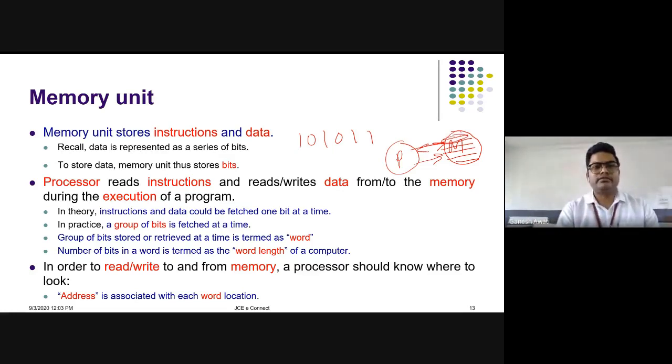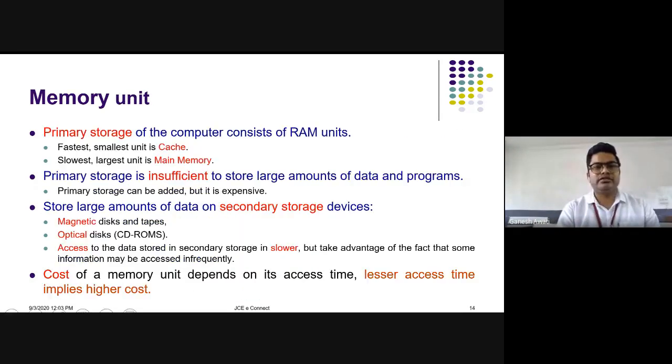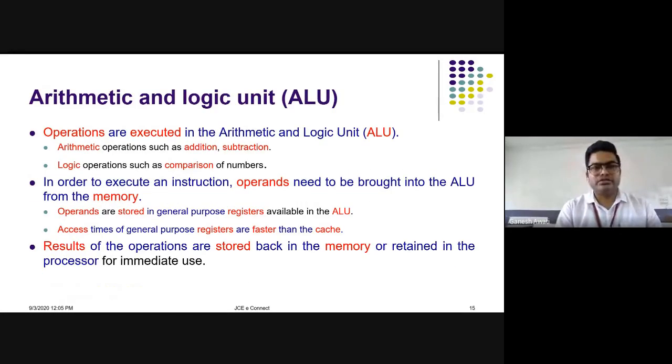Then the memory unit. There are different memories available, right? The fastest and the smallest unit is the cache, we discussed. Then the slowest and the largest is the main memory. All this we have already discussed in the previous class. Then the arithmetic logic unit. Operations are executed in the arithmetic logic unit.